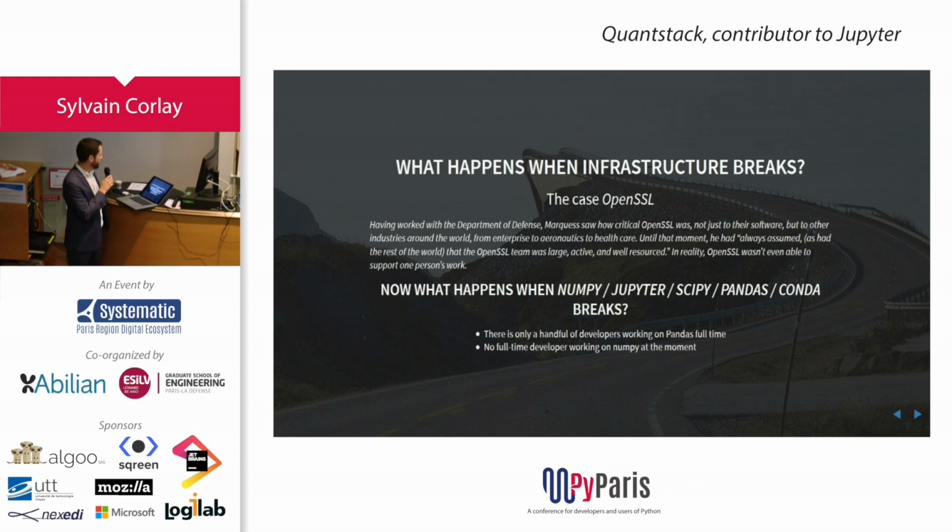So what happens when infrastructure breaks? One example in history was that of OpenSSL, which is key in the operations of banks, healthcare, defense. After a major security issue was discovered in OpenSSL, they realized that there was actually only one person working full-time on this software, while there were multi-billion-dollar businesses relying on it for their operations.